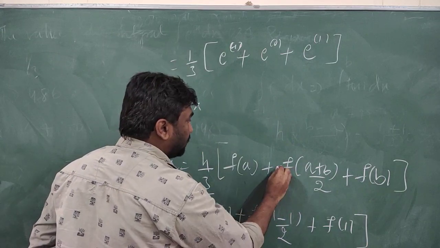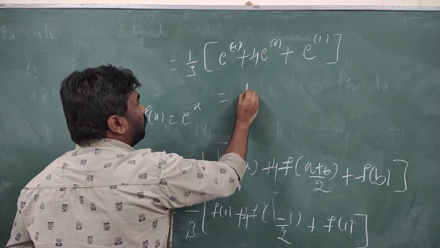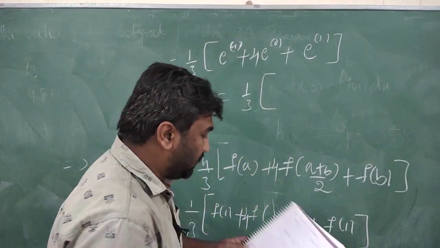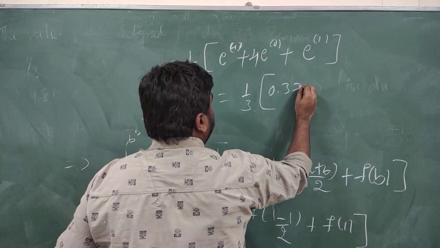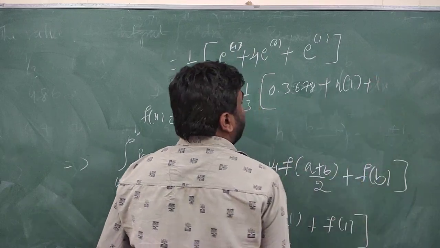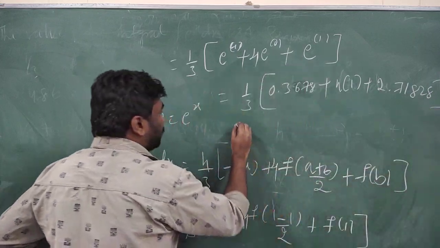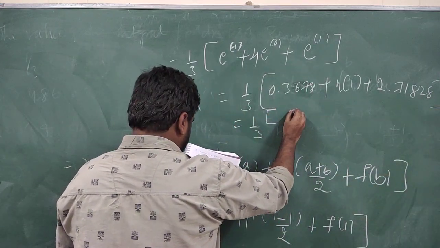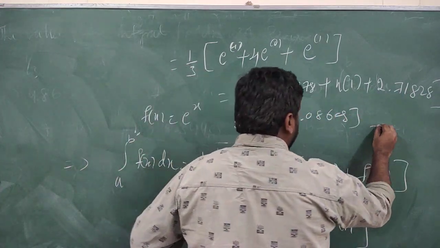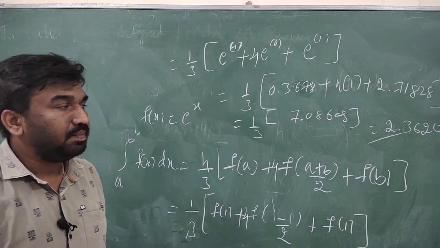So in this formula, 4 should multiply the middle term, which is equal to 1 by 3 into e power minus 1. So e power minus 1 is 0.3678 plus 4 into e power 0 is 1 plus e power 1 is 2.71828. So if you substitute all this, you will get 1 by 3 into 7.08608. So after calculating this, you will get 2.3620. So this is option B. Option B is correct.